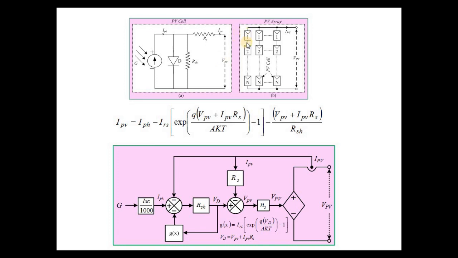So if a number of cells are connected in series, I told that I can get the module. So I multiply this with NS, where NS is the number of cells connected in series, not in parallel. So one module I can get. This is the actual PV. This is the small pv and this is the capital PV. Small pv is the voltage across each PV cell, and capital VPV is the voltage across each module.